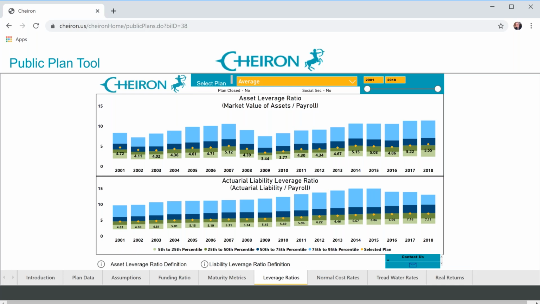The bottom ratio is the actuarial liability leverage ratio, and it's just the actuarial liability divided by payroll. It's very similar to the asset leverage ratio that measures the plan's sensitivity to gains and losses, and probably more importantly, to assumption changes. So a plan with a higher liability leverage ratio will have a greater sensitivity to a change in the discount rate or changes in mortality. It'll have a bigger impact on the costs of the plan.